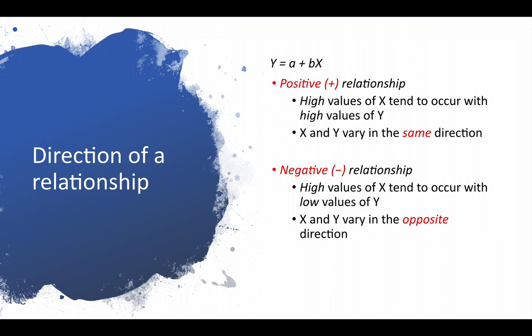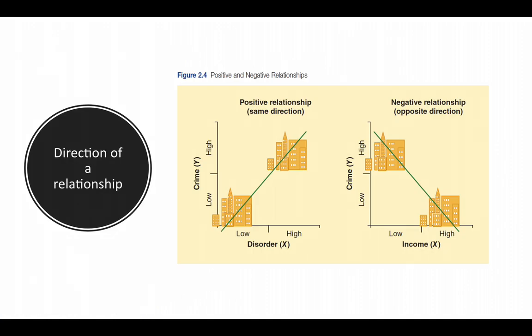So the direction of a relationship, as we already showed, could be positive or it could be negative. Positive means your independent and dependent variables move in the same direction, right? X increases, then Y increases. Or it could be negative, which means they move in the opposite direction. X increases while Y decreases. Y here is a dependent variable, X here is an independent variable.